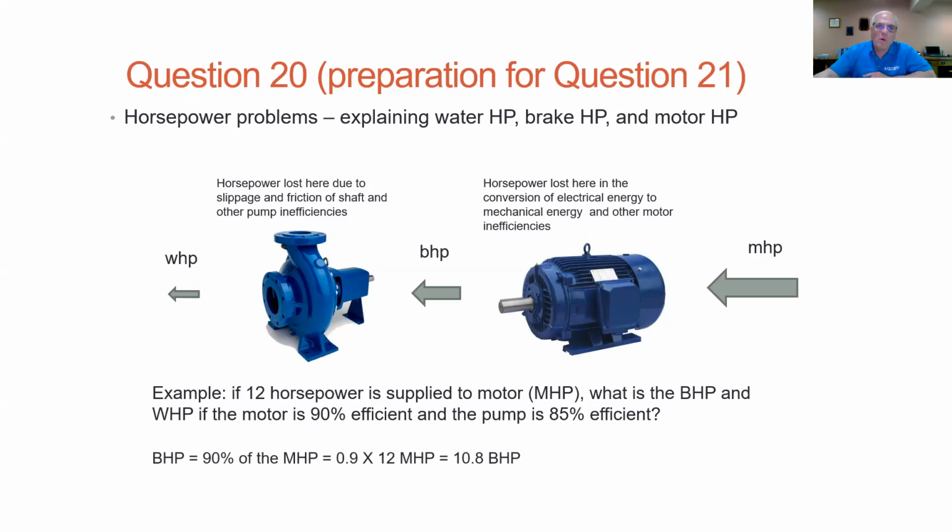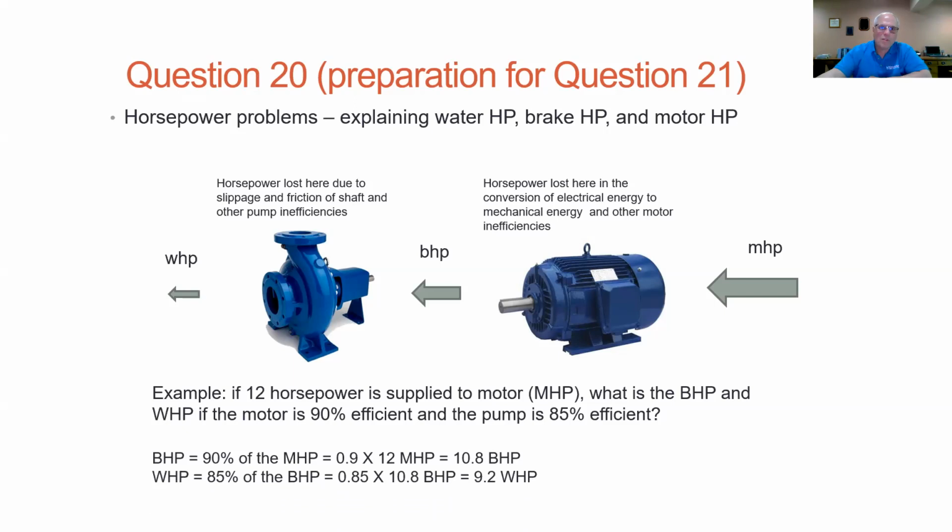Now I'm going to lose even more. But I'm not losing of the original 12. I'm losing from the 10.8. So we've got to keep that straight in our heads. Now I'm taking 85% of the 10.8, and that's going to come out to 9.2 water horsepower. Hopefully that was somewhat clear to you, and you'll be able to use it to solve this next problem.